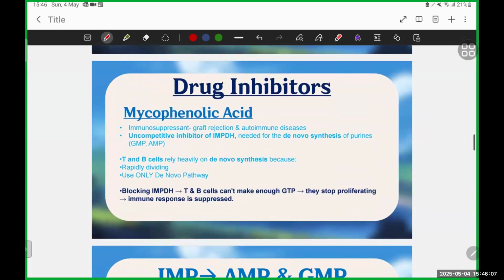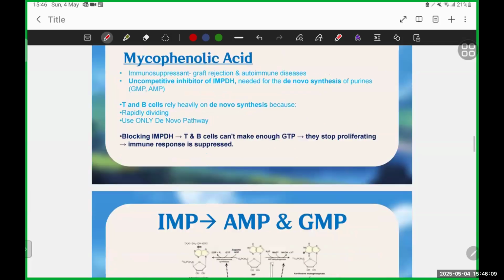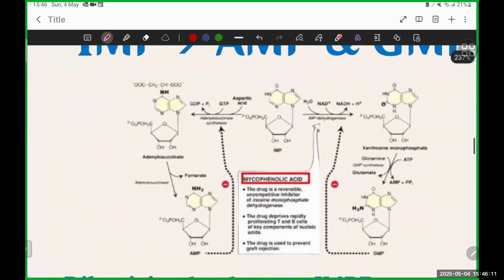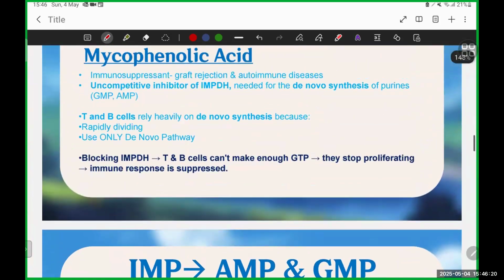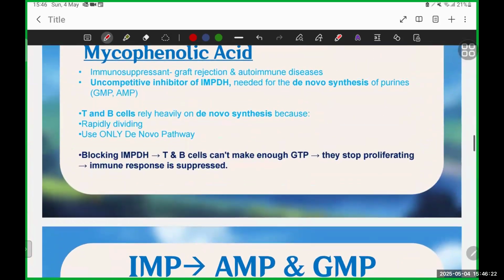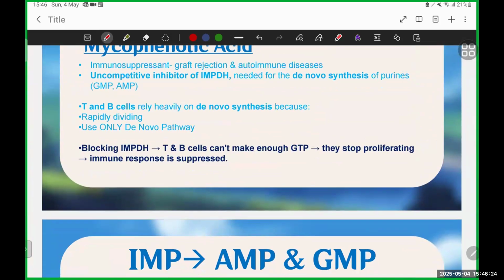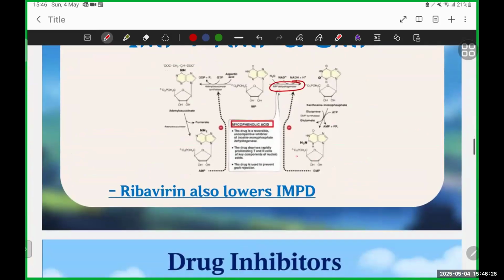Then you have mycophenolic acid. This is the one we talked about over here when we were forming the GMP and the AMP. This one goes and inhibits IMP dehydrogenase. So you don't have GMP, you have no purines. And you know how I told you that you need the GTP here. So if you have low GMP, you eventually have low GTP, and then you have low AMP. So this is like a whole cycle that's going on over here.